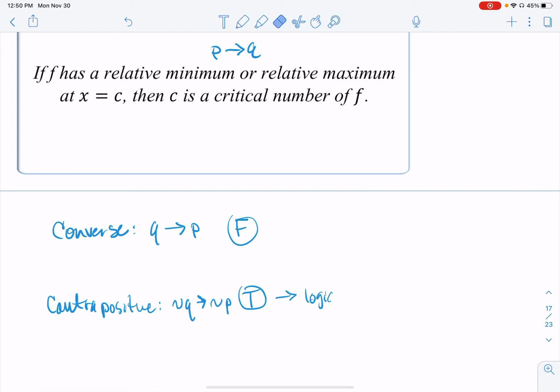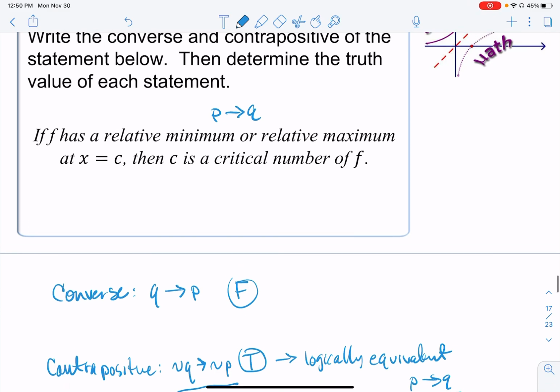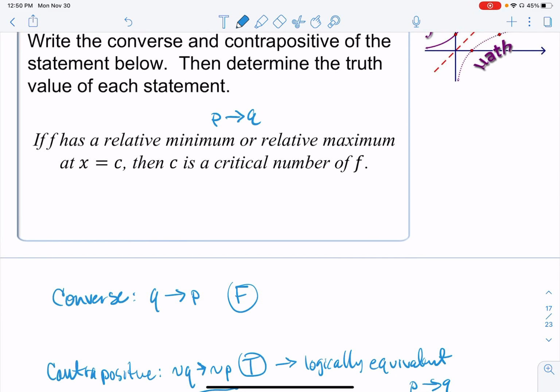Logically equivalent to the original statement, to P implies Q. If this one is true, which it is, then its contrapositive must be true. So if your function does not have a critical number at x equals c, you can't be a relative minimum or a maximum. And then once again, the original statement: if your function has a relative minimum or maximum at that particular point, then the value of the derivative must be either 0 there or undefined.